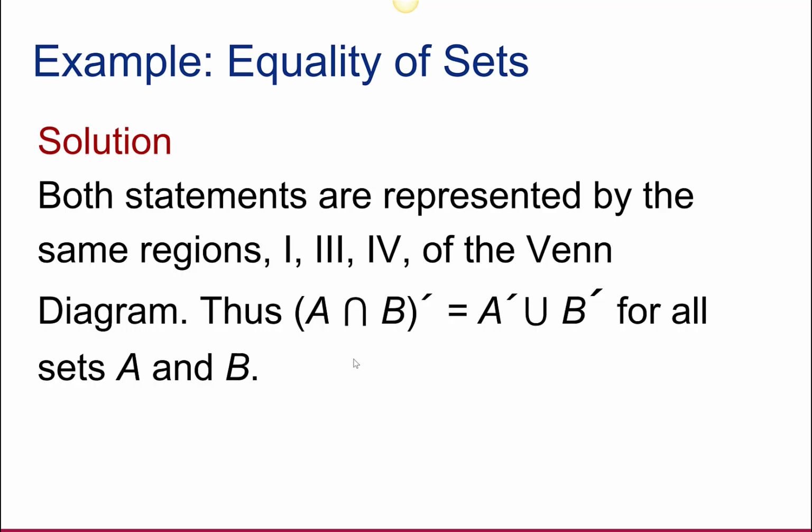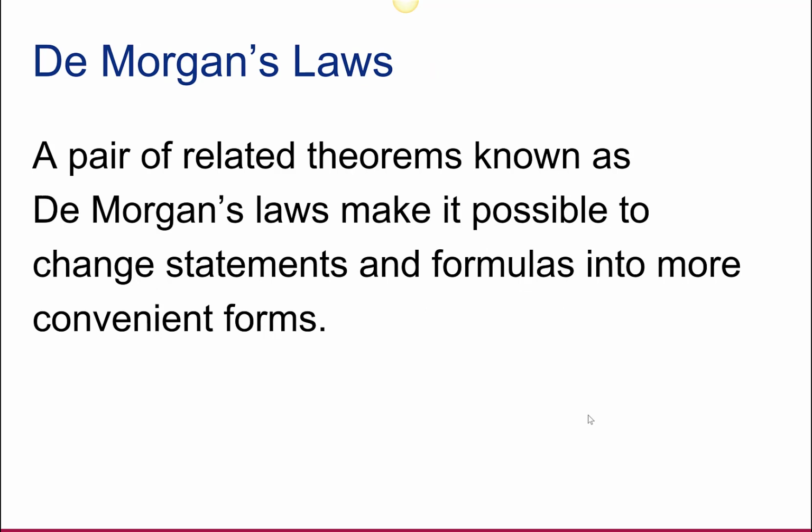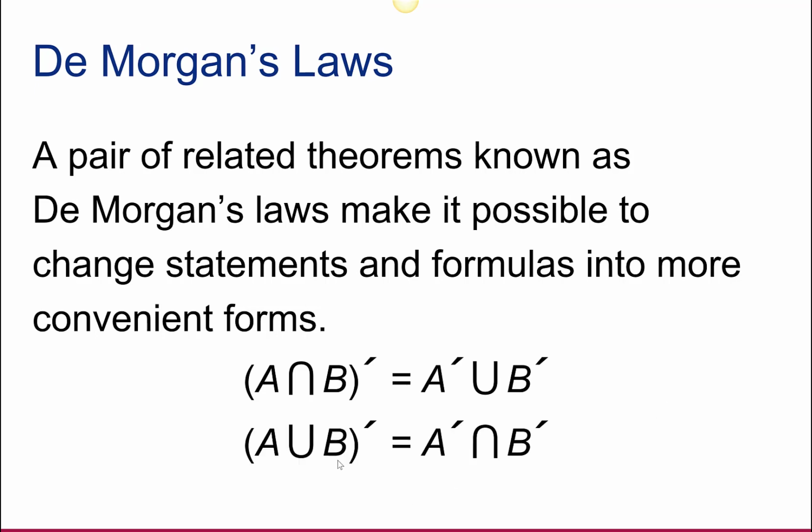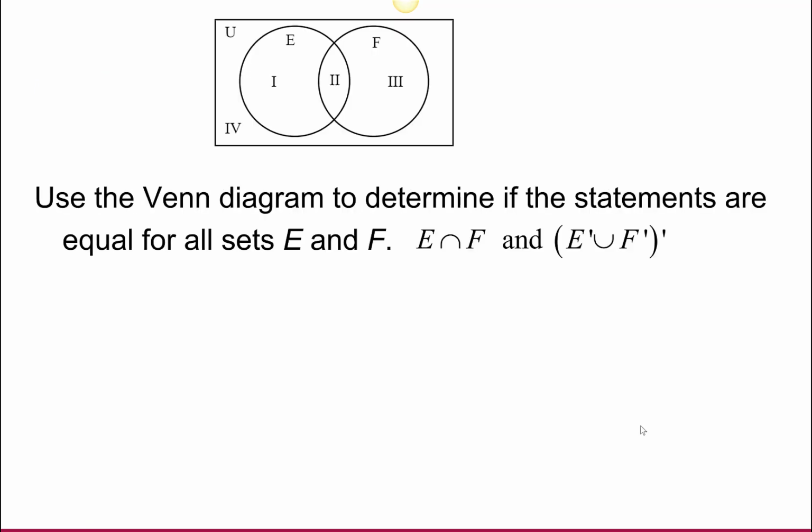So this tells us that this statement is true. So the complement of the intersection of sets A and B is the same as the union of the complements of set A and B. And that is actually one of the laws we use to determine equality of statements for sets, De Morgan's laws. And there are 2 laws. The one we just showed, which we proved, and the second one is that the complement of the union of A and B is equal to the intersection of the complements.